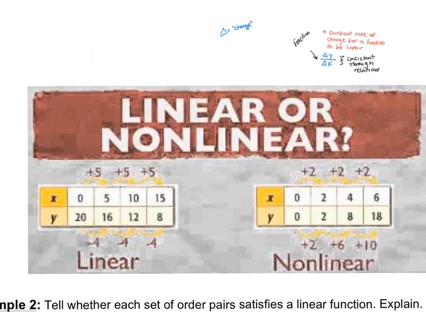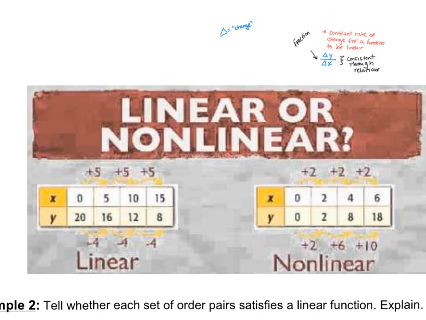So in this case, if we look at the first question, the change of y, we're looking at our y values. From this y to this y, we changed -4. From 16 to 12, -4. 12 to 8, -4. So the change of y was -4. The change of x is going up by 5. This is called a linear function because the rate of change is constantly -4 over 5 throughout the whole relation.